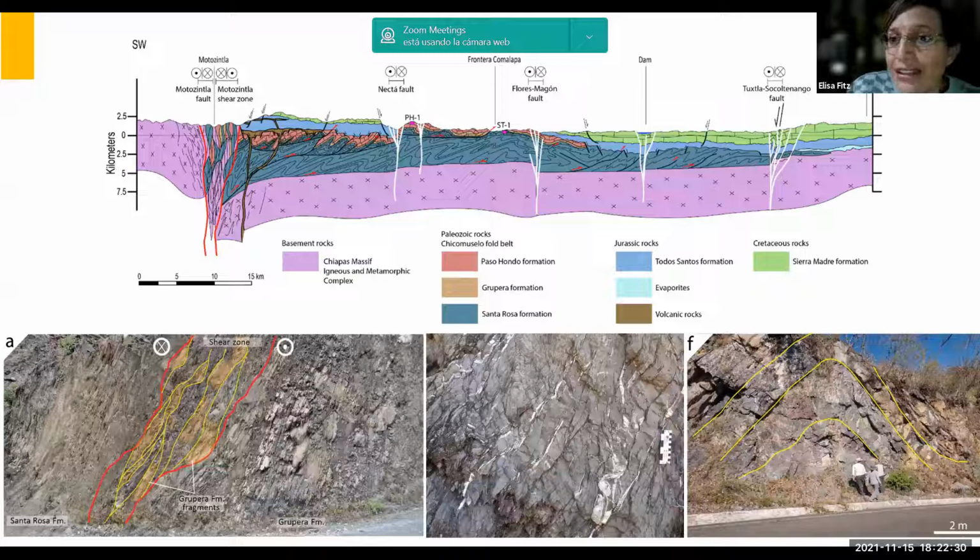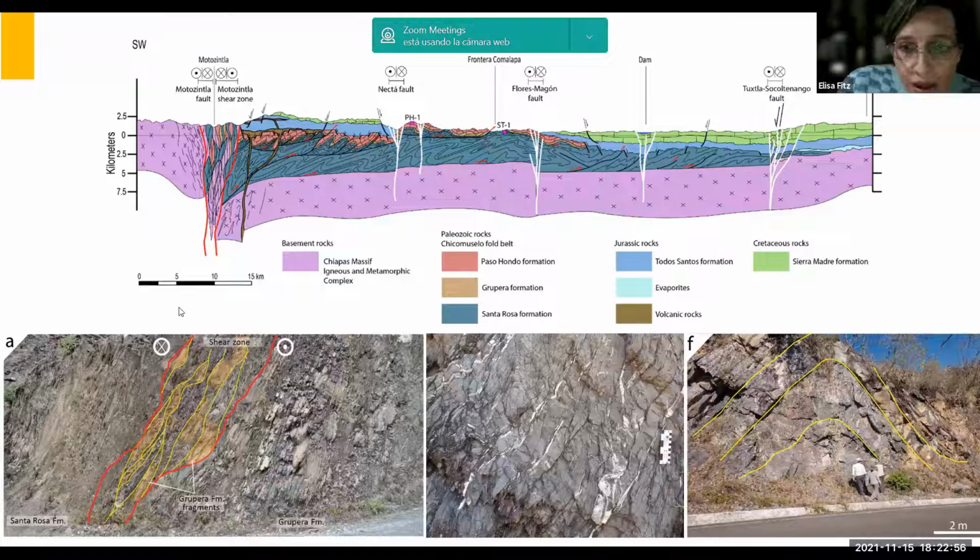Some of these dikes in the vicinity of the shear zone are north-south oriented, okay? And that would be consistent with the reactivation of this fault with a dextral sense of movement, just like many of the transform faults that are observed farther west, okay?